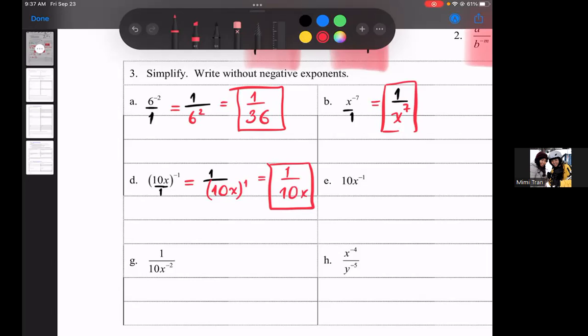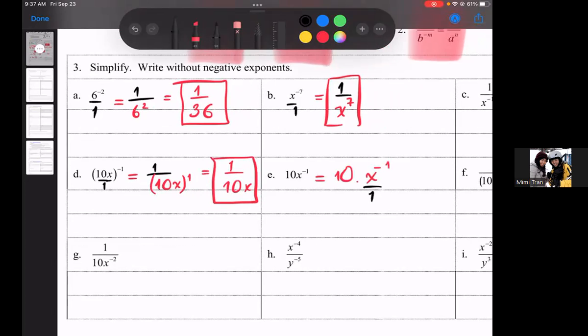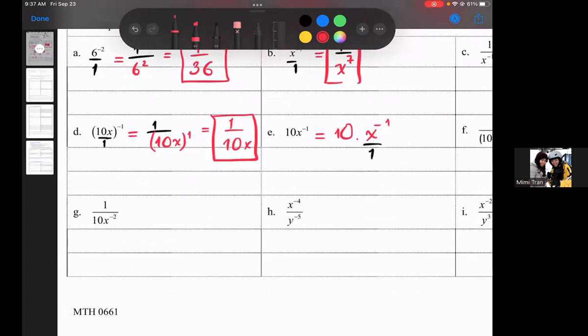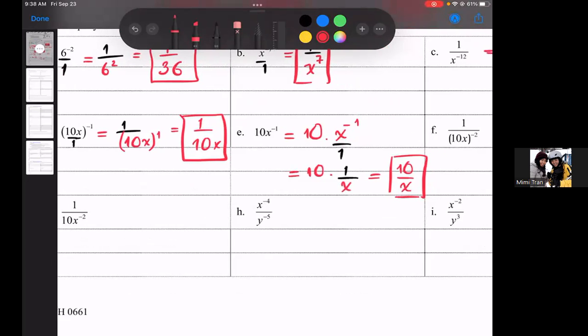What about E? Very good, very good. So this one is the same thing as 10 times x to the -1, which is over 1 there, right? So the only thing being flipped is the x, because there's no parenthesis here. So that is 10 times 1 over x to the first, which is x. So 10 over x. So far, so good? Yeah.